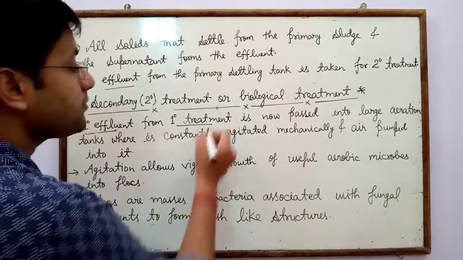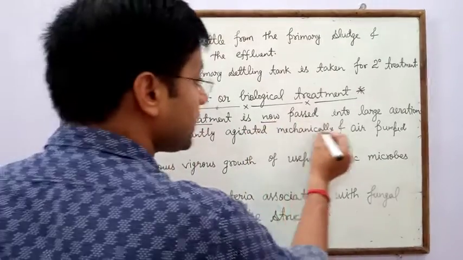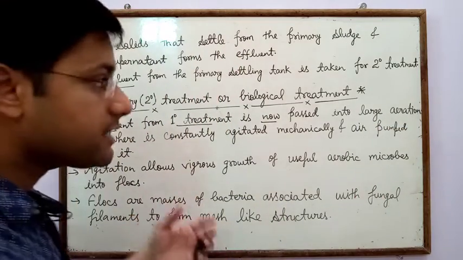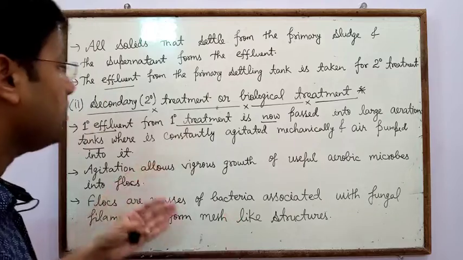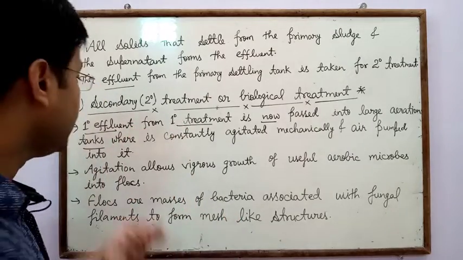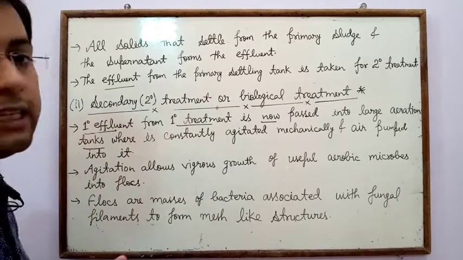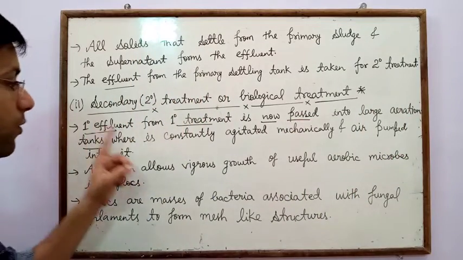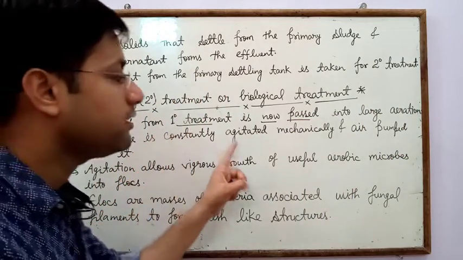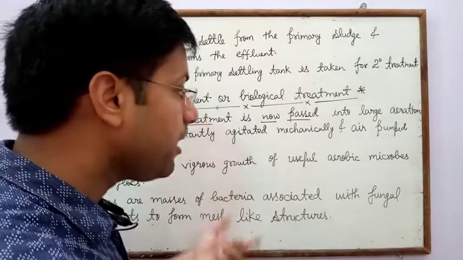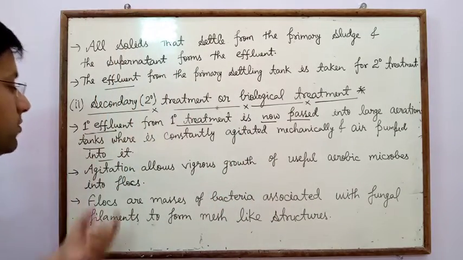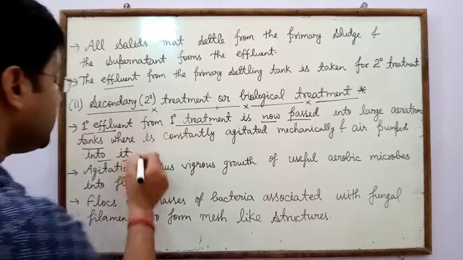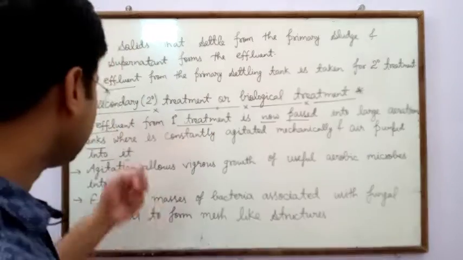The primary effluent from primary treatment is now passed into large aeration tanks. In these large aeration tanks, the effluent is constantly agitated mechanically and air is pumped into it.